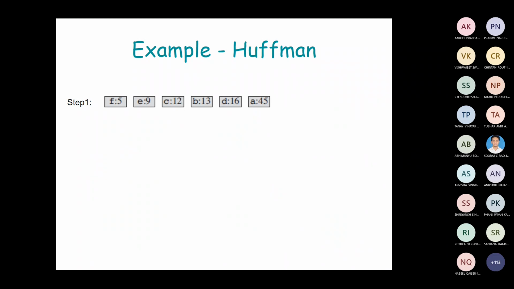Another example: if I am given F equal to E 9, 12, 13, 16 and 45, just construct the Huffman tree for this. Do it fast. Could you tell me what is the final output? Just a minute.